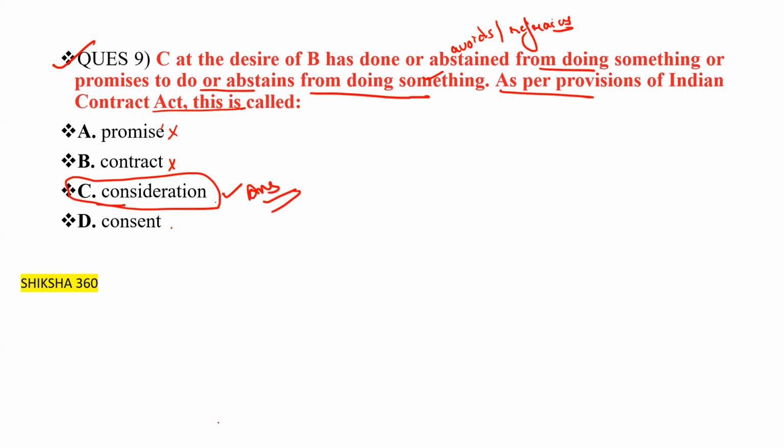C, at the desire of B, has done or abstains from doing something, or promises to do or abstains from doing something. As per the provisions of the Contract Act, this is called consideration. So please remember that. Now move to the next one.